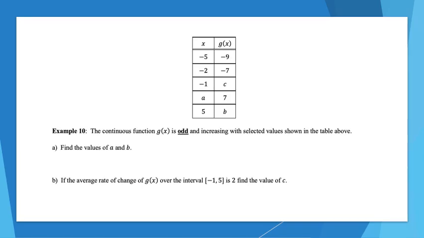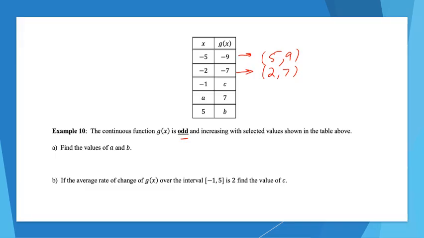So number 10, we have the continuous function g(x), and we know this is odd and increasing with selected values shown in the table above. Find the values of a and b. If the average rate of change from -1 to 5 is 2, find the value of c. All right, so let's see. I have this and those two complete points. So I know (5, 9) and (2, 7) should be points.